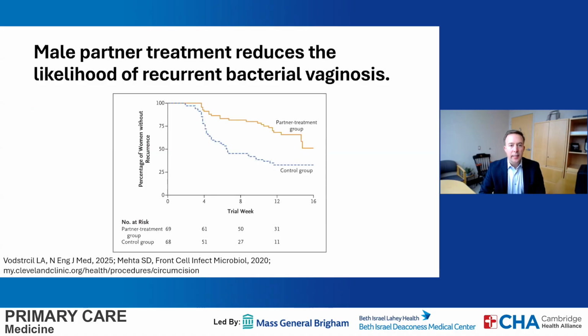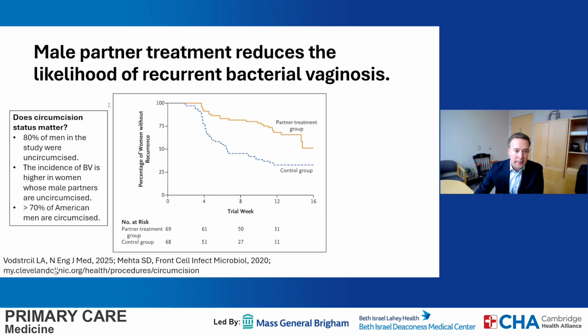So I use this case to highlight a recent study published in the New England Journal about male partner treatment for recurrent bacterial vaginosis. There have been several studies of this in the past which did not show a benefit, but this randomized trial did. And in the group of women whose male partners were treated with oral metronidazole and topical clindamycin, there was a reduced likelihood of recurrent bacterial vaginosis. Importantly, the risk of recurrence was not eliminated. Many people, around a third, still had recurrence in the course of this trial, but that likelihood was reduced.